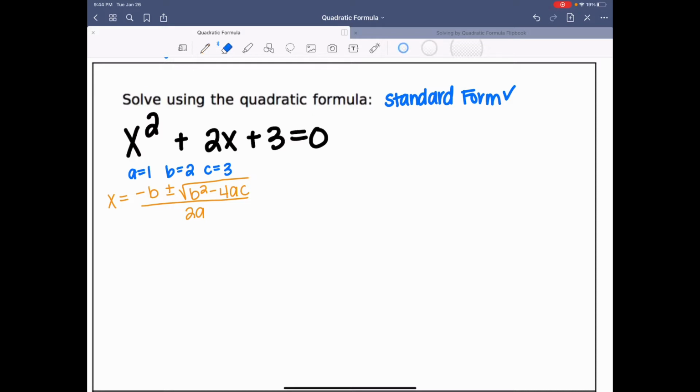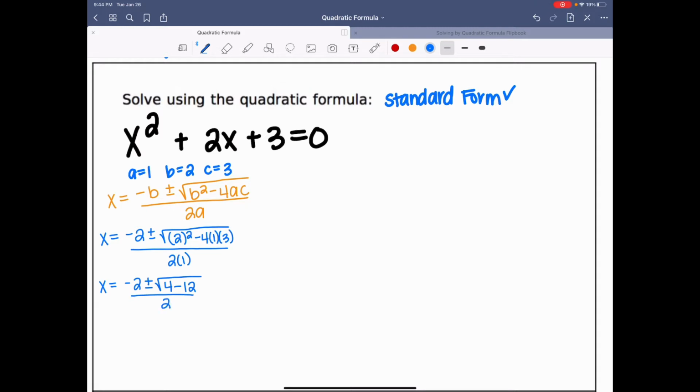Alright, so we're going to start plugging in. So we have x equals negative 2 plus or minus the square root of 4 minus, now I'm going to go ahead and simplify this. 4 times 1 times 3 is 12. So I don't have to use quite as many steps to simplify that one since those numbers were smaller. That's all over 2. Okay, now we have x equals negative 2 plus or minus the square root of, 4 minus 12 is negative 8.